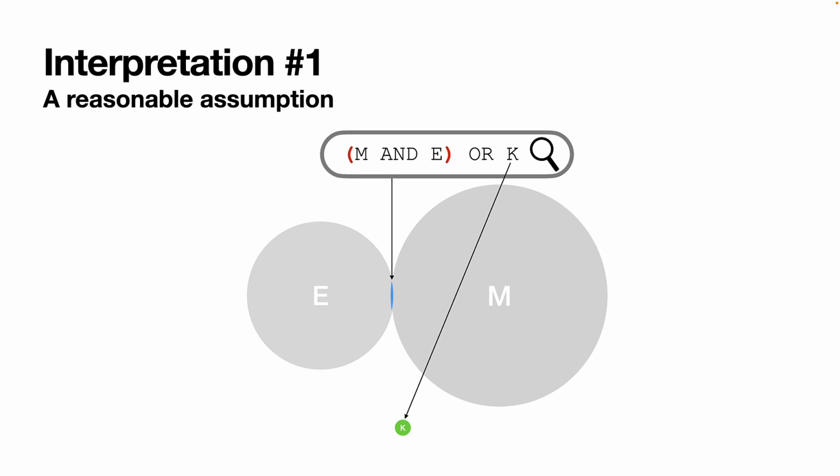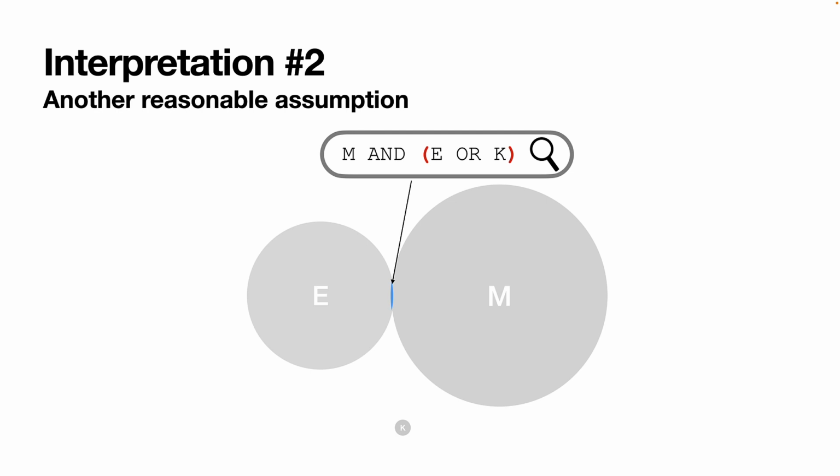So one reasonable assumption would be that it puts brackets around the M and the E. In this case, we're looking for either Kibana documents or Elasticsearch and MySQL. So if the search engine interpreted it that way, that would be justifiable, should we say. Another reasonable interpretation of this query, and perhaps the one we were looking for, is to look for either Elasticsearch or Kibana used in conjunction with MySQL, with the AND.